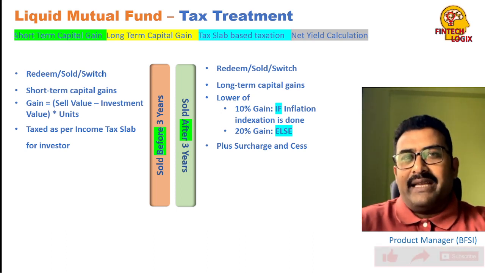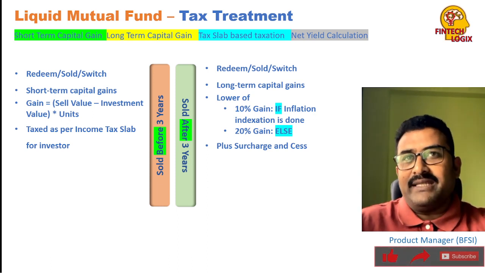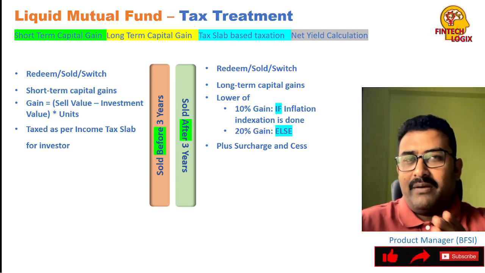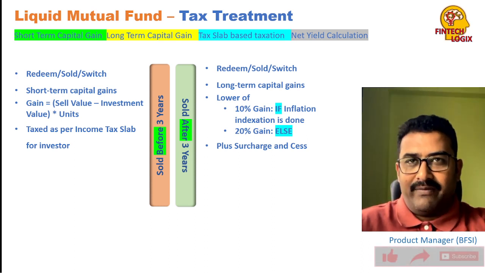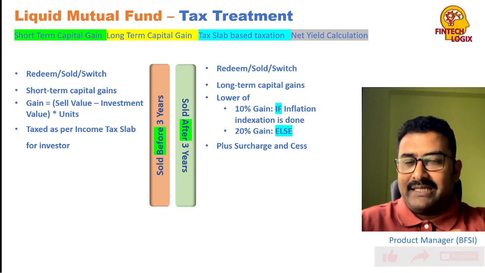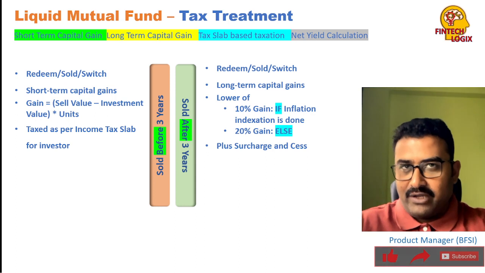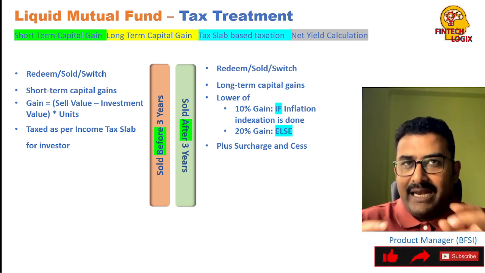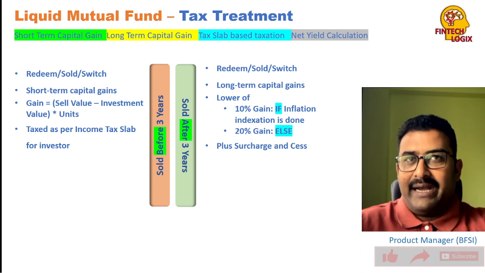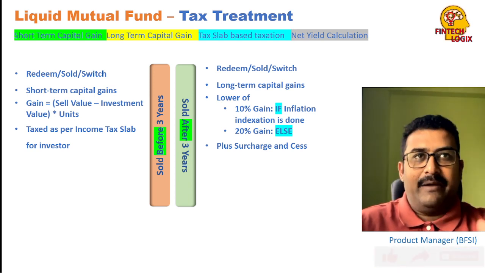In this case, the gain is treated as short-term capital gain, and the calculation is very simple. From your sell value, you deduct your investment value and then multiply by the number of units. That is your gain value. This is taxed as per the tax slab of the investor. You might be in the 10% bracket, 20% bracket or 30% bracket, and as per that, the gain is added to your taxable income and you have to pay the entire amount. If you are in the 30% bracket, it substantially reduces your net yield.